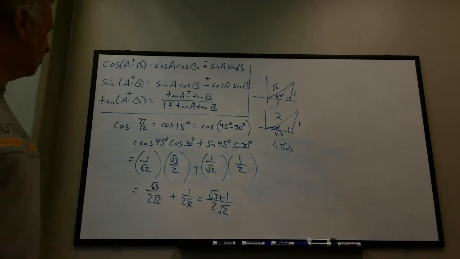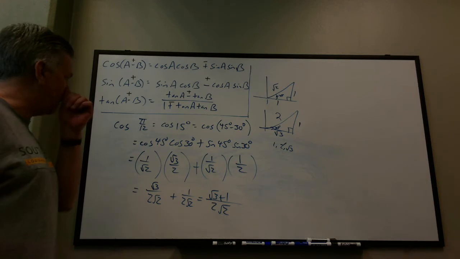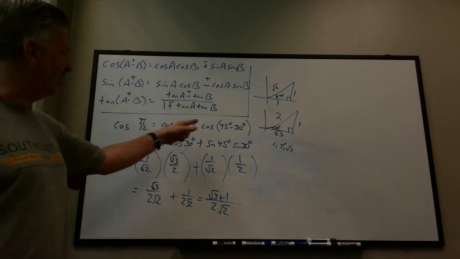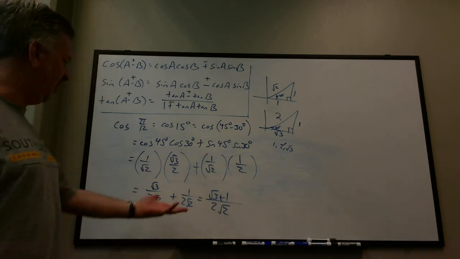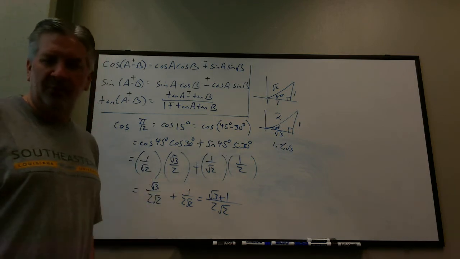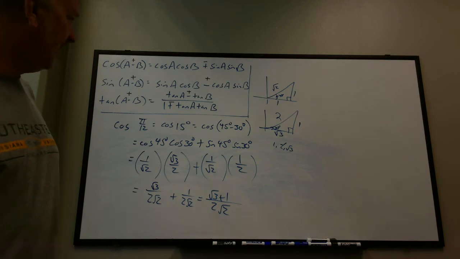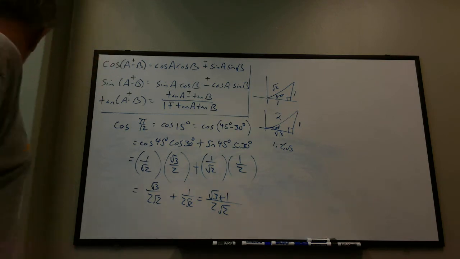Right, so we can actually find trigonometric function values of some angles. As long as you can write the angle as a sum or difference of two angles we already know how to do, we can get some new values that we couldn't get before. Okay, the next example is similar.